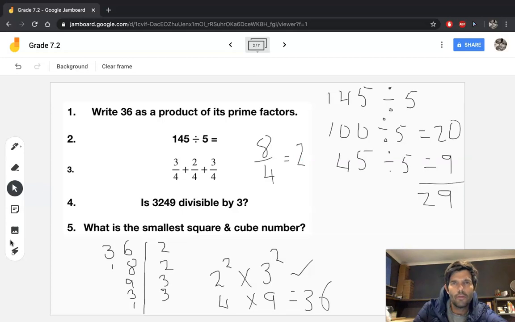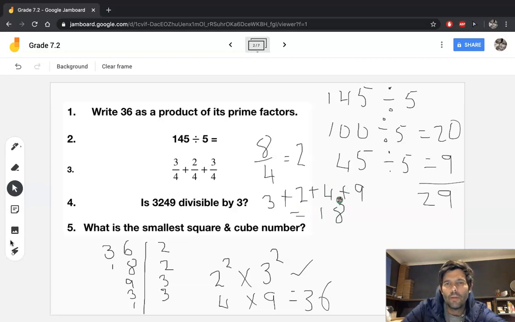Is 3,249 divisible by 3? So the divisibility rule of 3 says if I add the individual digits, so 3 plus 2 plus 4 plus 9, that gives me 5, 9, 18. If that 18 is divisible by 3, which it is, 18 divided by 3 is 6, then this original number is divisible by 3.